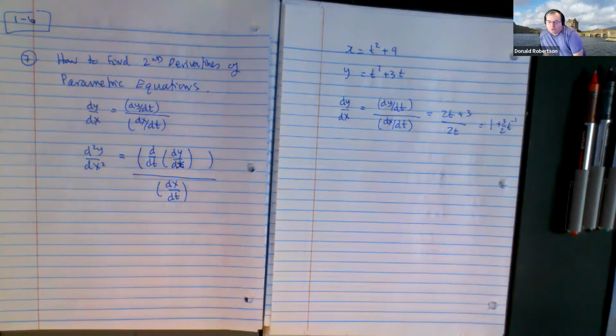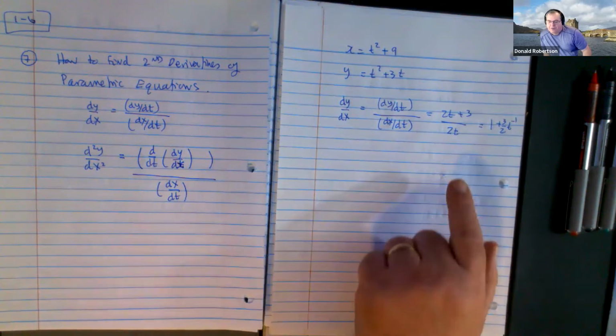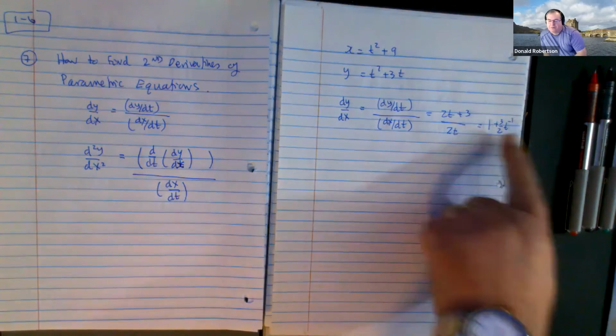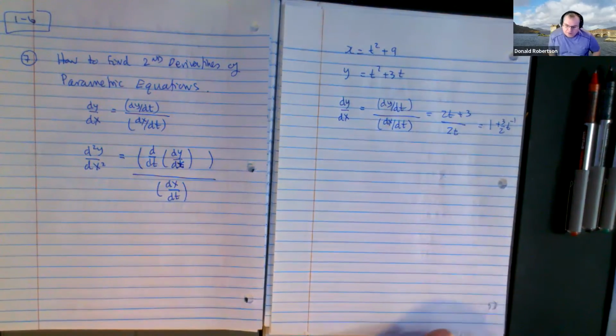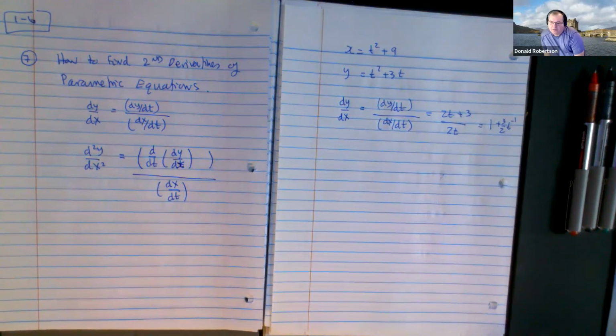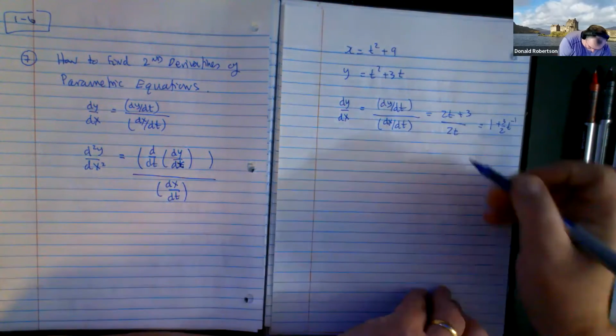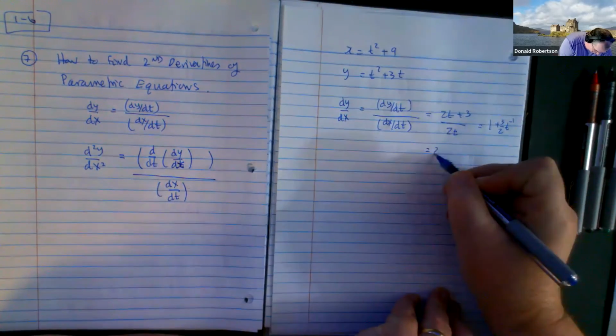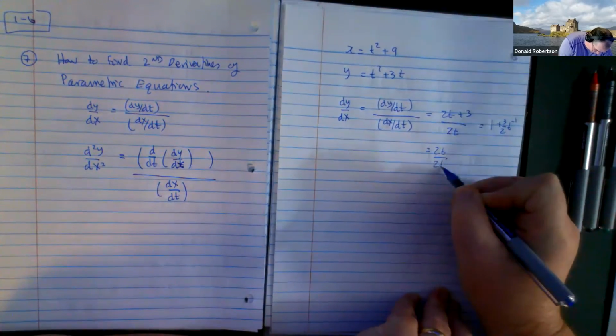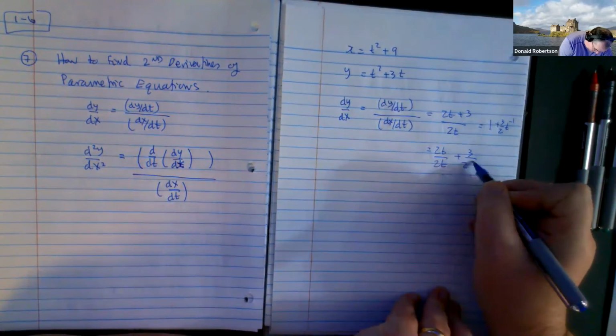Can anybody see where that came from? How did that become this guy? You distributed 2t on the bottom? Yeah, so I divided. So I essentially said this guy and this guy.